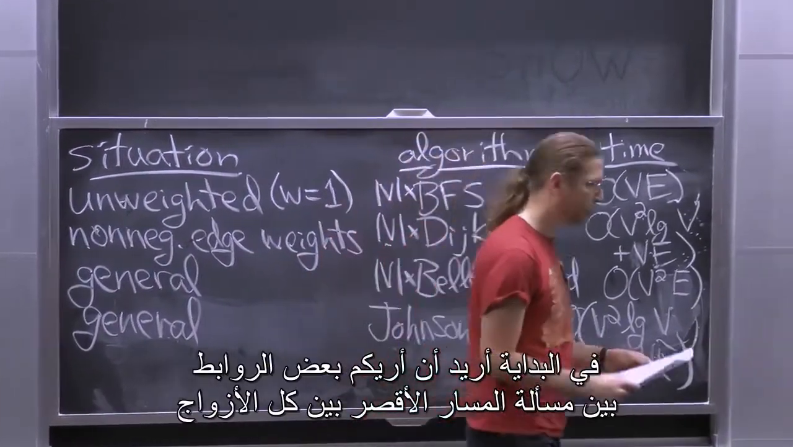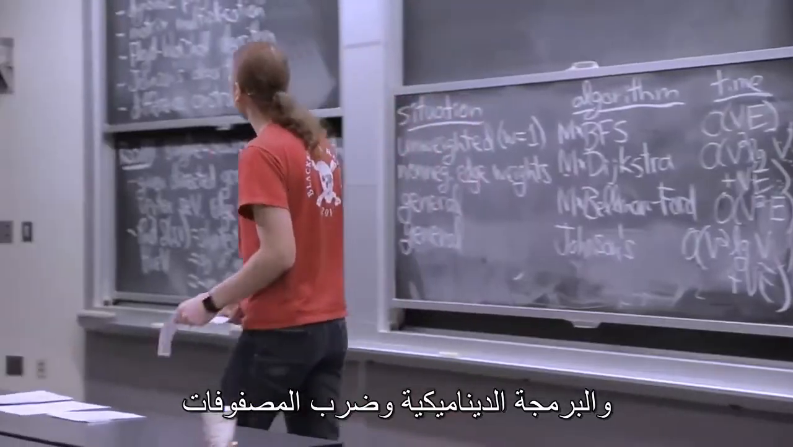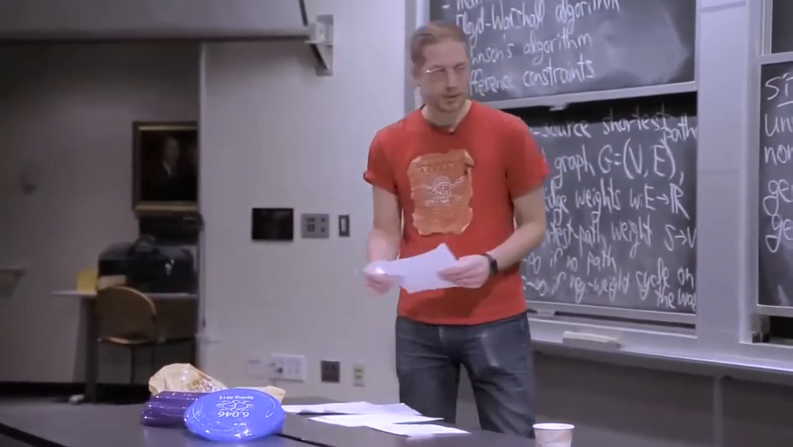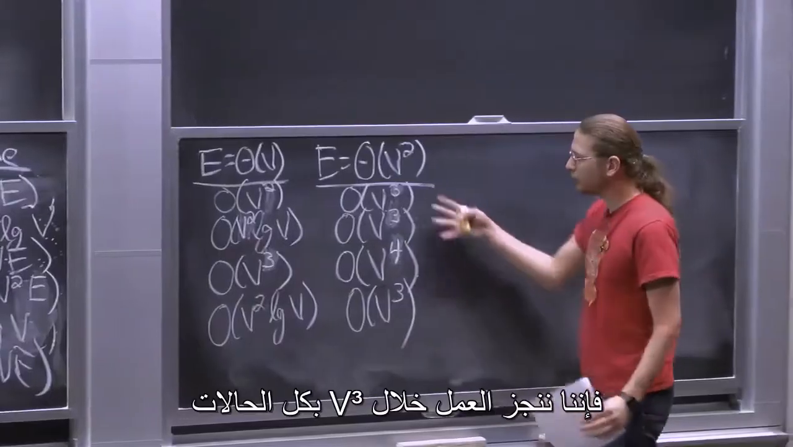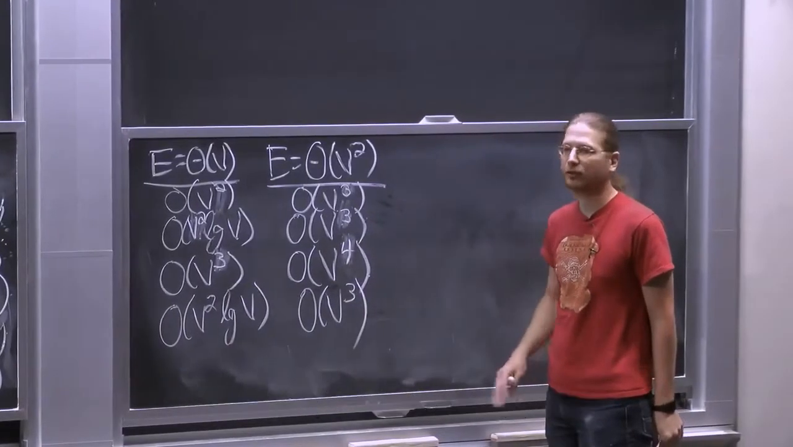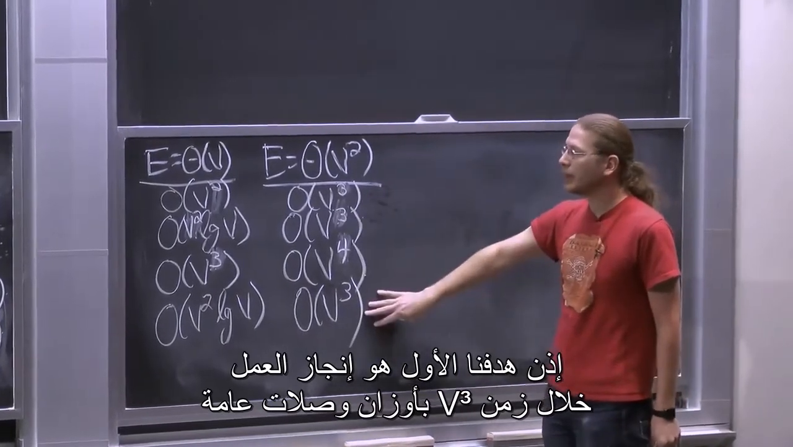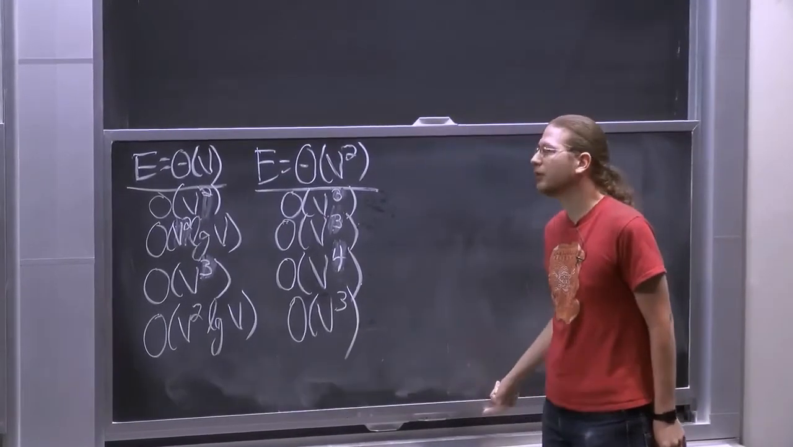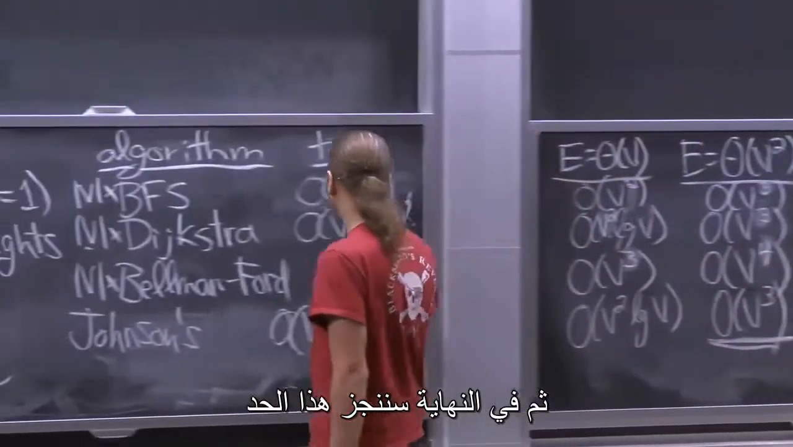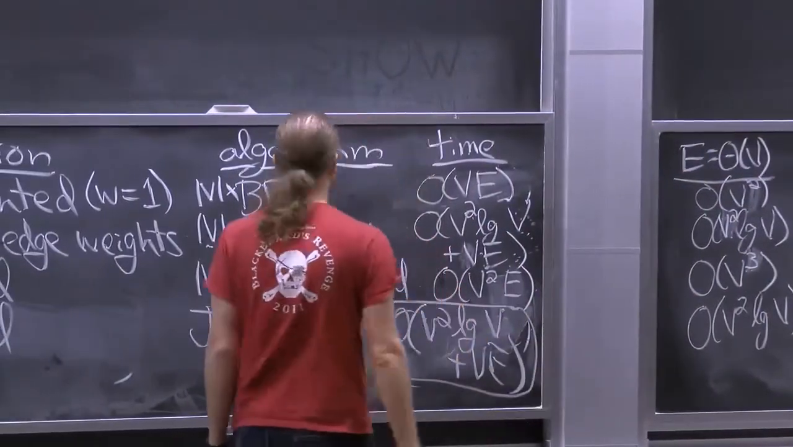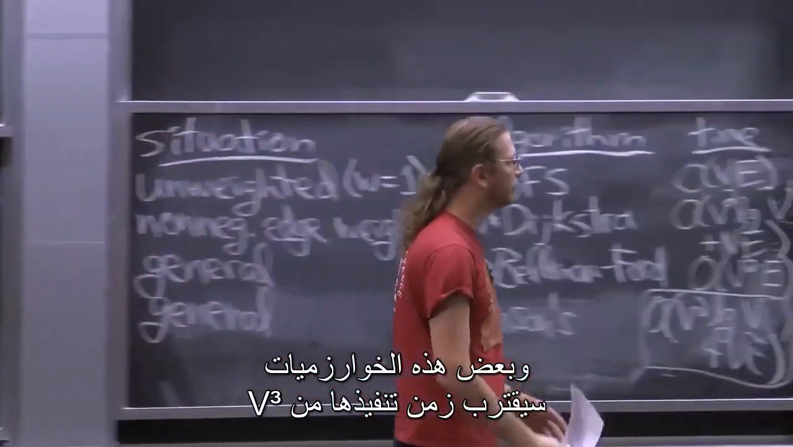For starters, I want to show you some connections between all pair shortest paths and dynamic programming and matrix multiplication, which turn out to give, for dense graphs, just V cubed in all situations. So our first goal is going to be to achieve V cubed time for general edge weights. So we're going to first achieve this bound. That will be a lot easier. And then eventually we will achieve this bound. So the Floyd-Warshall algorithm and some of these will get very close to V cubed.